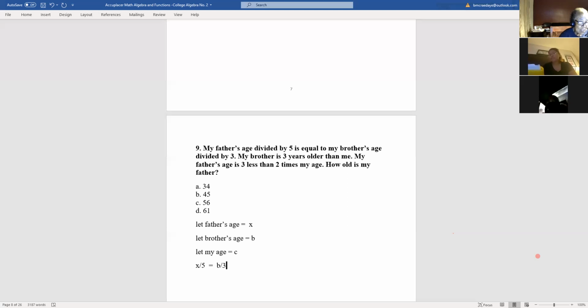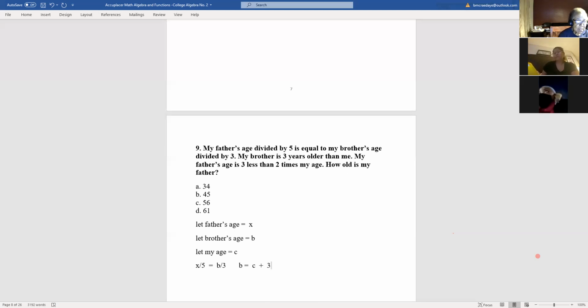Your brother's age is 3 years older than me, right? So your brother's age is 3 plus C, a plus. So brother's age B equals your age C, plus 3, since your brother is 3 years older than you.